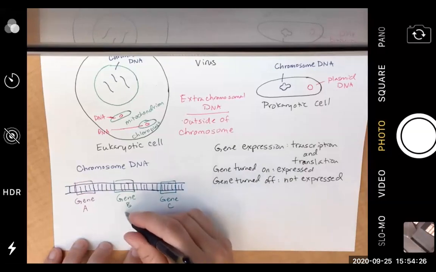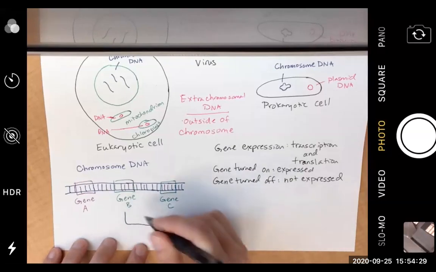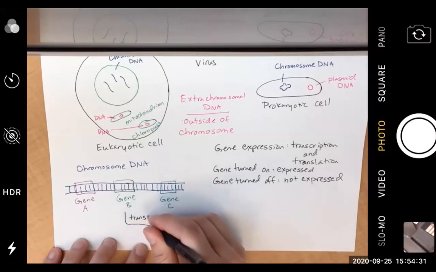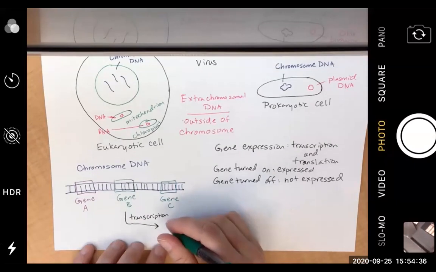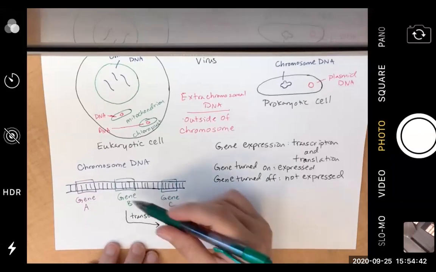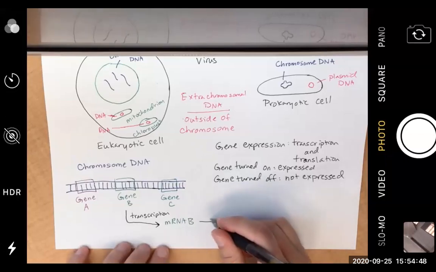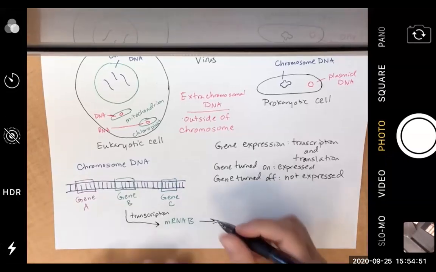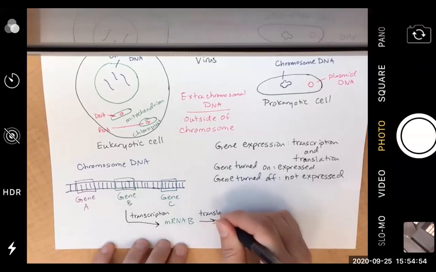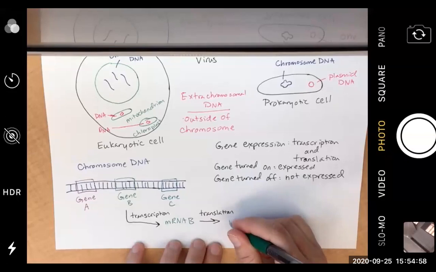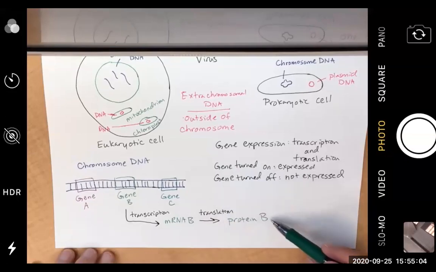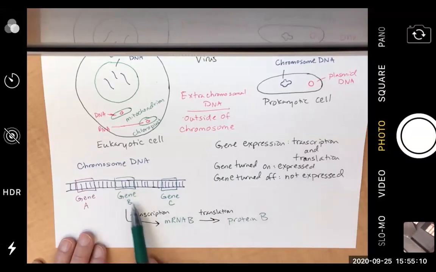So gene B encodes protein B, and it's going to be transcribed through the process of transcription into gene B mRNA, or we'll just call it mRNA B, right? So the DNA gets transcribed into the RNA. And now this RNA will be used as a template for translation in order to build protein B. And now the cell has protein B, so it can continue to survive. In this case, gene B was turned on to make protein B.